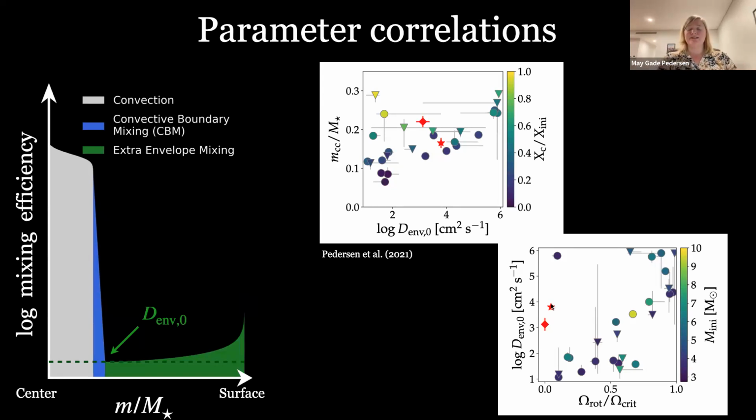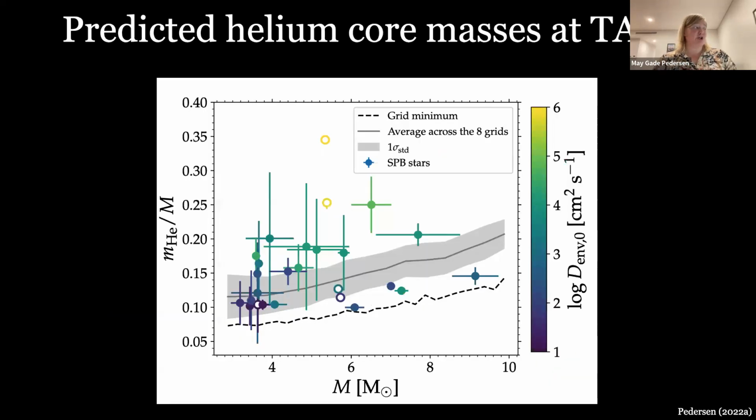Now, with all these parameters, with all these estimates, what can also be done is to try to predict what the helium core mass would be at the end of the main sequence evolution. That's essentially what this next figure is showing: the helium core mass as a function of the mass of the star. The black dashed line corresponds to the minimum helium core mass we obtained from our grid of models, corresponding to the minimum amount of mixing that's been included. And the points themselves have been color-coded according to the amount of mixing we have in the envelope.